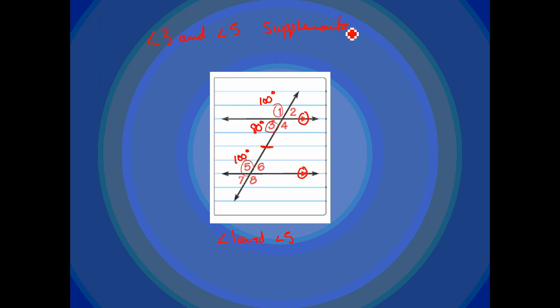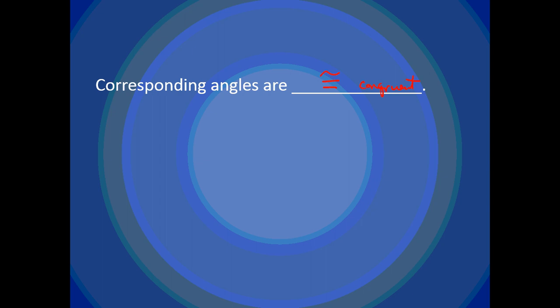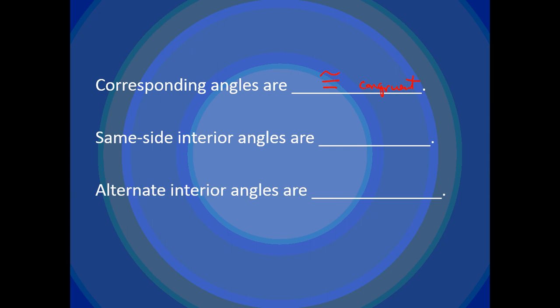Supplementary. So anytime you have same side interior angles, those two angles will always be supplementary to each other. In other words, they will always add up to 180 degrees.